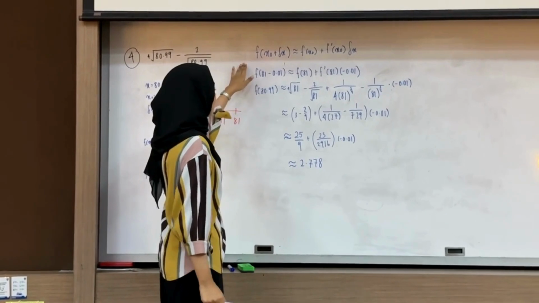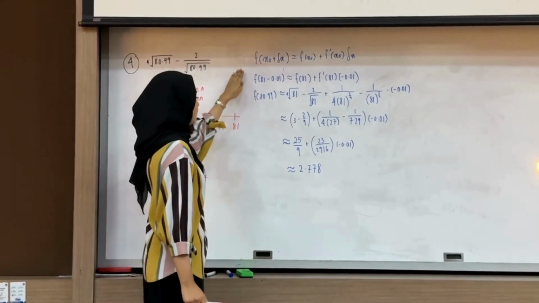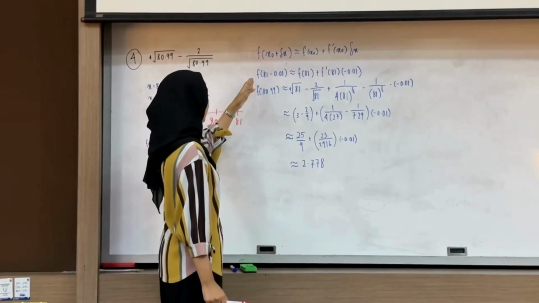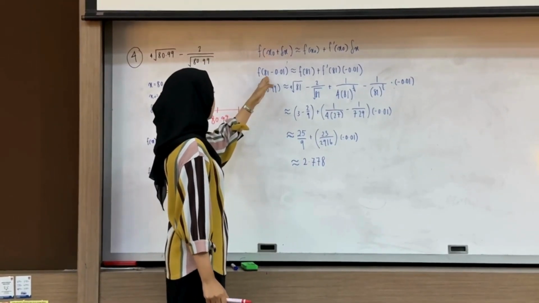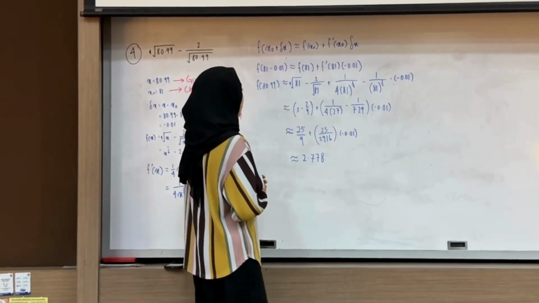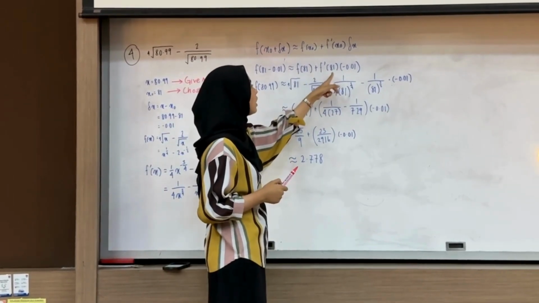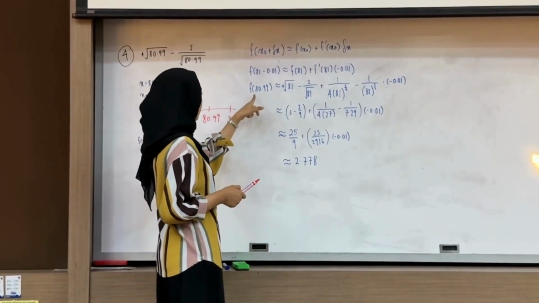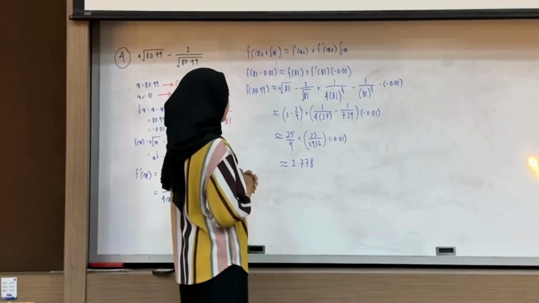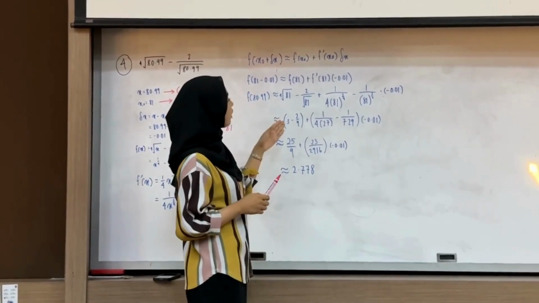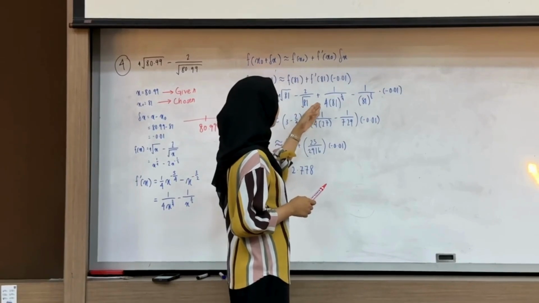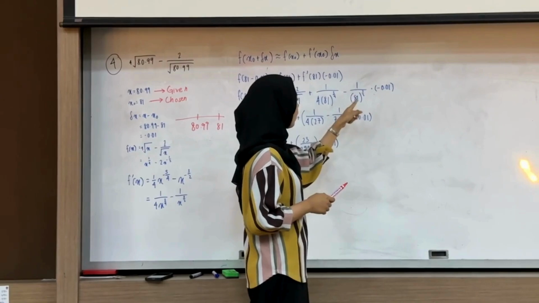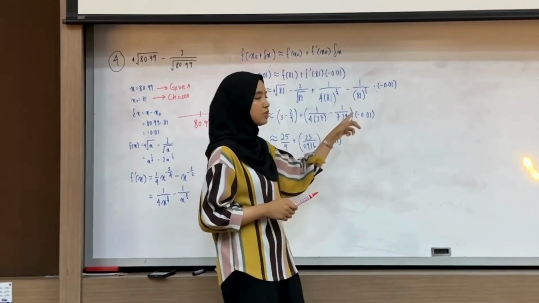By using the linear approximation equation, you can just substitute all the values. So f(81 minus 0.01) is approximately f(81) plus f prime(81) times negative 0.01. So f(80.99) is approximately the 4th root of 81 minus 2 over the square root of 81, plus 1 over 4 times 81 to the power of 3 over 4 minus 1 over 81 to the power of 3 over 2, times negative 0.01.